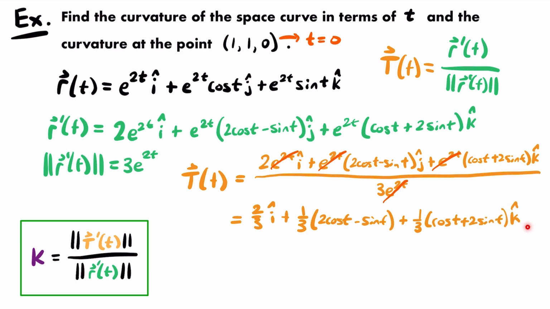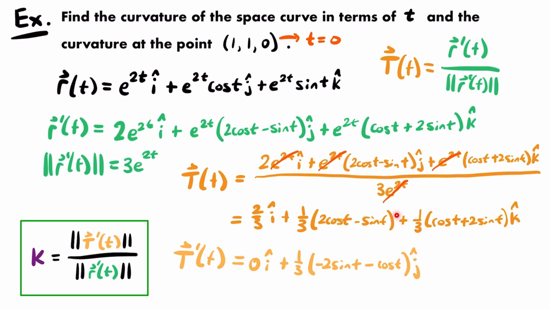Now really I could have pulled that 1/3 out to the front, but I'm not going to worry about it too much. We'll take care of that later when we take the magnitude of the derivative of our unit tangent vector. For now, let's just find the derivative of our unit tangent vector. So that would be capital T prime of t. The x component is just a constant, so the derivative is 0. So we have 0i. And then we have 1/3 times the derivative of these two terms. So we have 1/3 times the derivative of cosine, which is negative sine. So we have negative 2 sine t minus the derivative of sine, which is cosine. And that is multiplied by j.